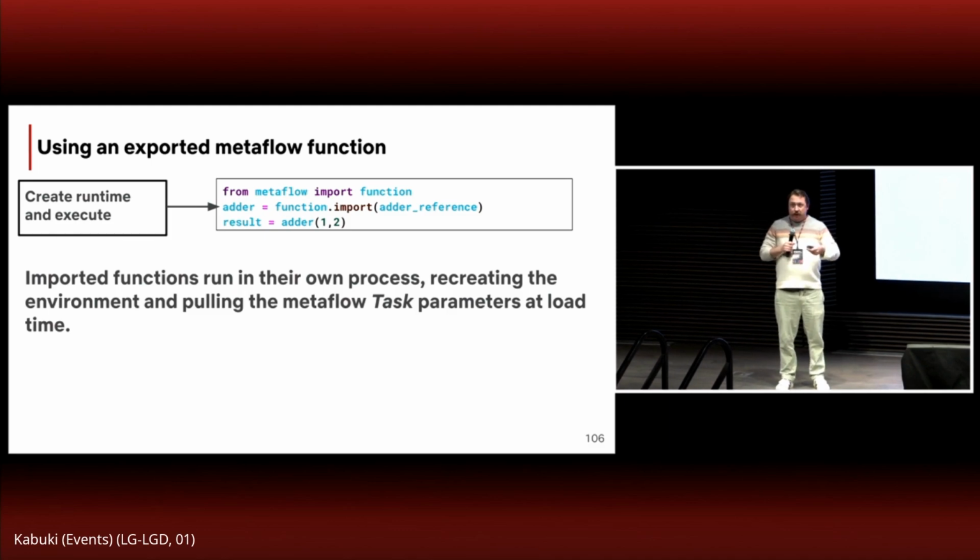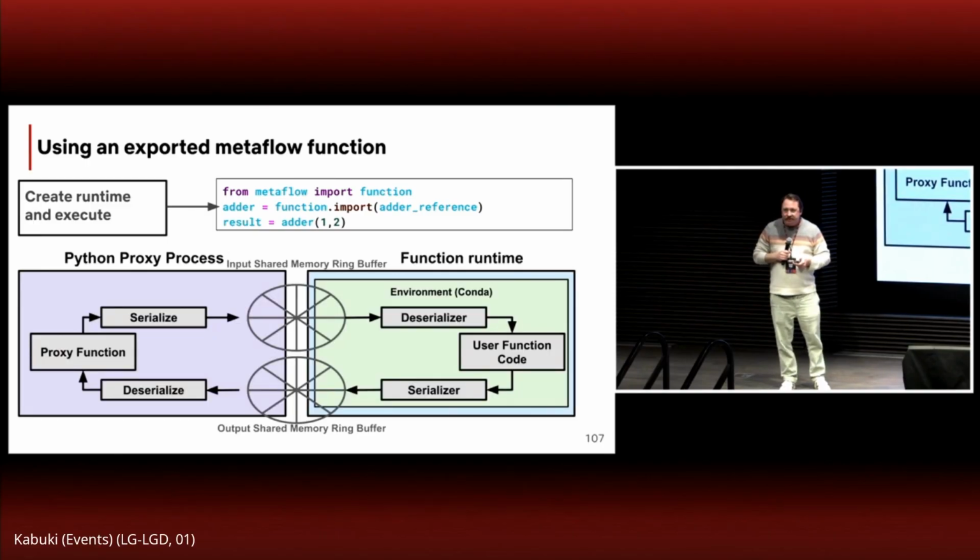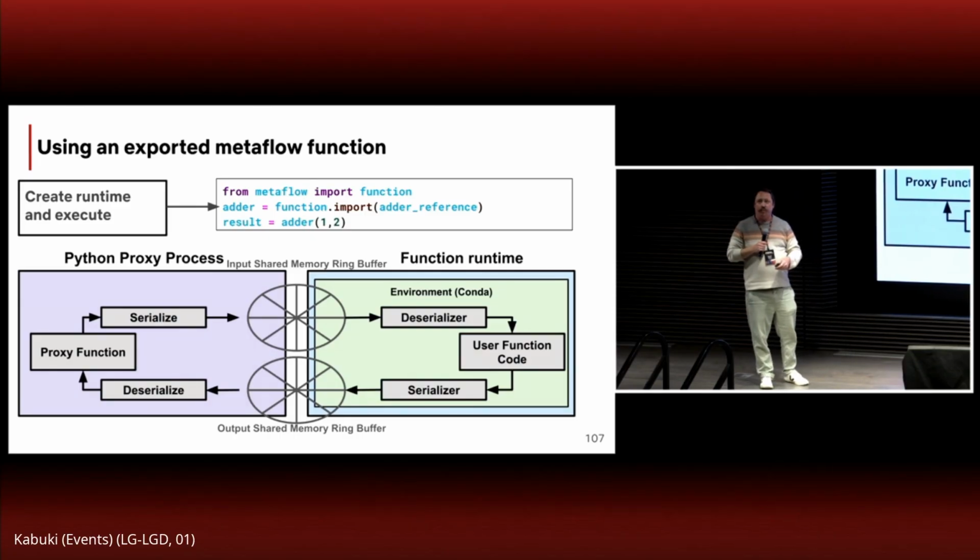We also load the task parameters, which come from our data store, which Roman showed you a little bit about earlier. And at runtime, it looks something like this graph. On the purple side, we have the proxy object. That's what you're getting back, so the adder that's shown in the code snippet above.